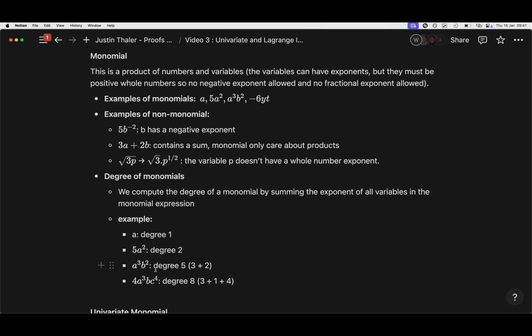3 times 3 is 9. 9 times 4 is 36, right? So is it the same? Really? Is it the same? Yes. Makes sense? So that's the end of the evaluation. It's the same thing for multivariate, multilinear, univariate. Very cool.